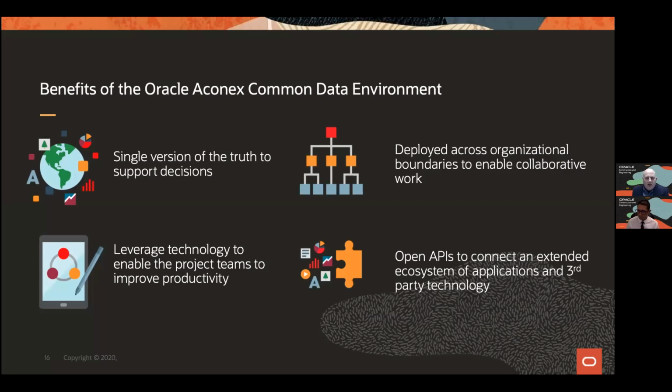And of course, the benefit is the vast amount of technology that a big company like Oracle brings in terms of cloud infrastructure, blockchain, analytics, big data analytics, machine learning, all those types of things. So leveraging the technology that's available commercially today to the benefit of the industry. And of course, Aconex has open APIs that really help organizations to integrate these systems into other environments.